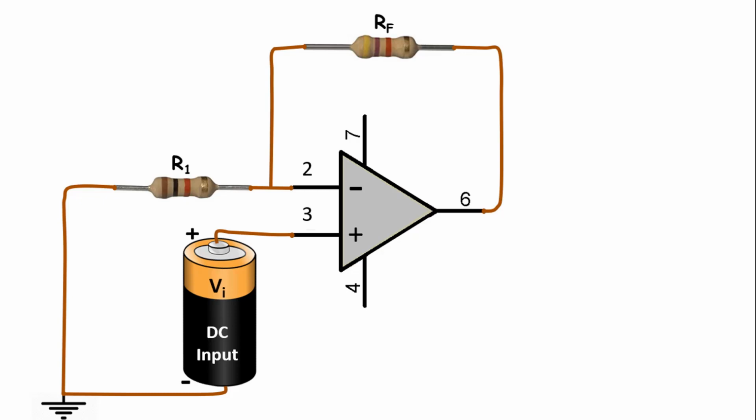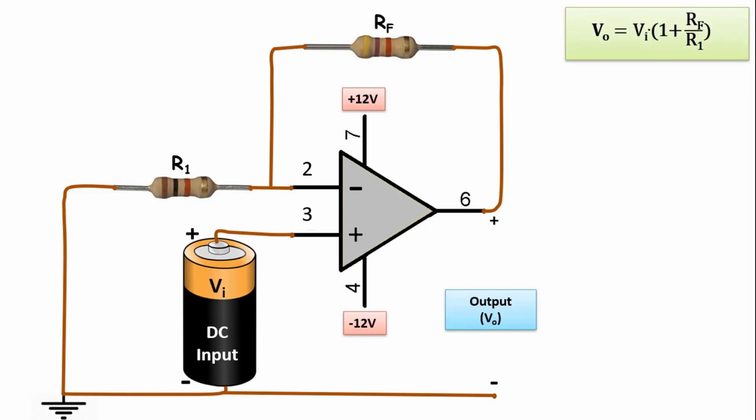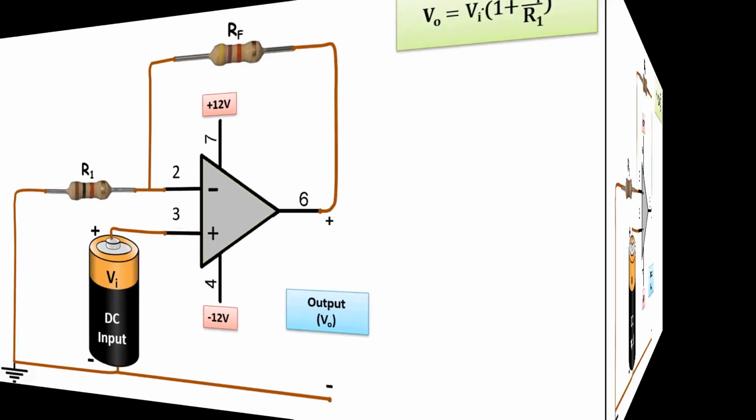Finally, we need to supply positive and negative to the operational amplifier. Let's supply positive 12 volts from number 7 and negative 12 volts from number 4. We can also take the output value between number 6 and the ground, that is, the reference point. So, how do we find the output value? If we show the input value with Vi and the output value with Vo, Vo equals Vi times 1 plus Rf over R1.